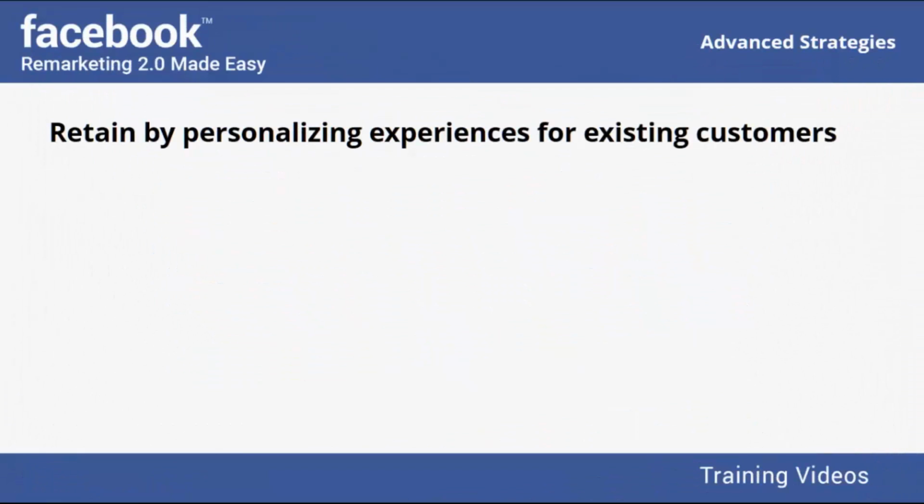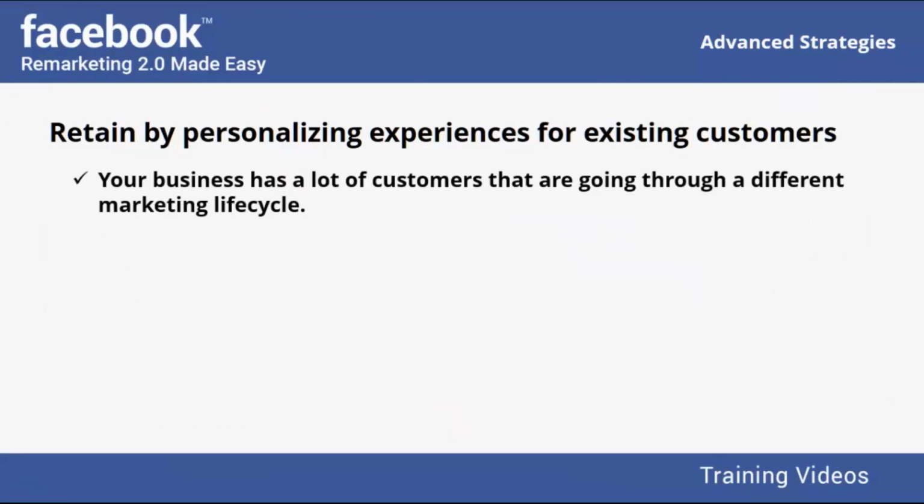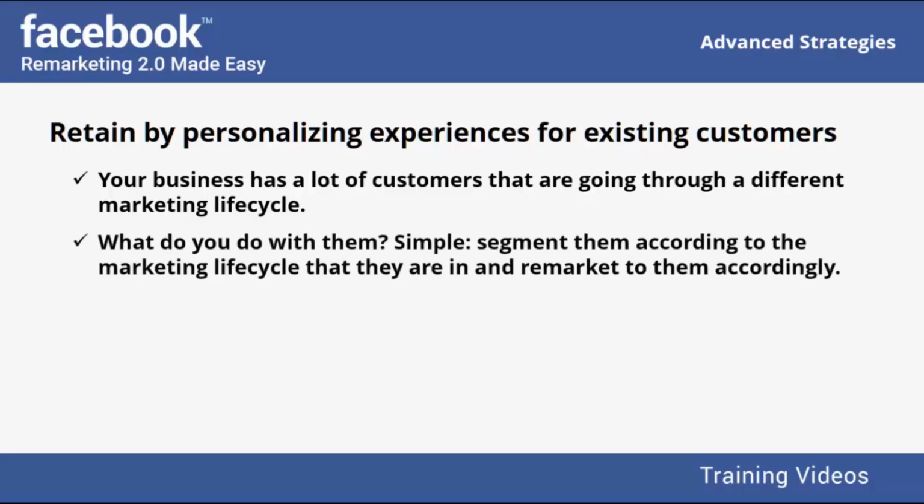Retain by personalizing experiences for existing customers. Your business has a lot of customers that are going through a different marketing life cycle. That means they are not acting the same when it comes to being your customers. Some are buying on a weekly basis. Others are only checking your content. Some have stopped buying your products for some time, and some are mobile-only buyers. What do you do with them? Simple. Segment them according to the marketing life cycle that they are in and remarket to them accordingly.